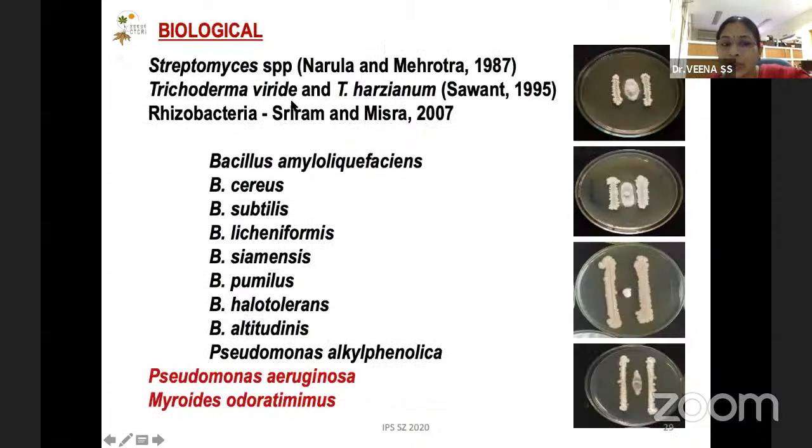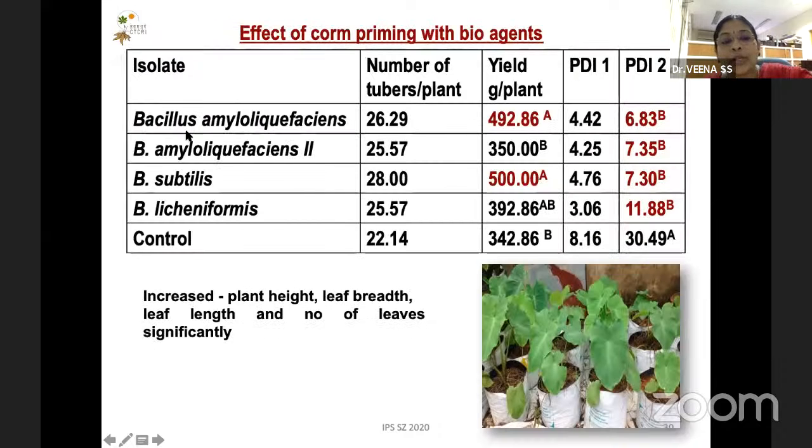Coming to biological control, these are already reported. Apart from this, we got many Bacillus isolates, and we have done pot culture studies also. There, Bacillus amyloliquefaciens, subtilis, and licheniformis are all increasing the yield. This is a pot culture study only, and they are also reducing the PDI.